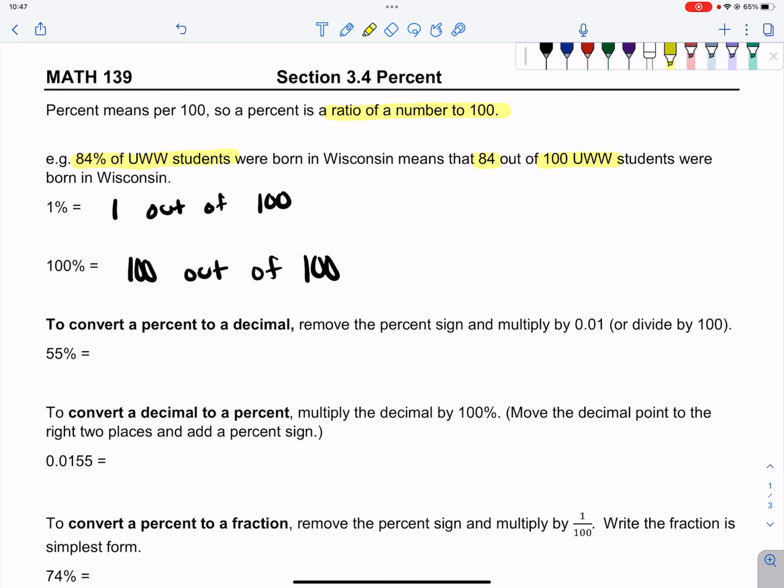To start off, we're going to convert a percent into a decimal. To do this, all we have to do is remove the percent sign and then multiply by 0.01, or my preferred method here is to divide by 100. So if I have 55%, I take that 55, remove the percent symbol, and divide by 100. So 55 over 100 gives us 0.55.